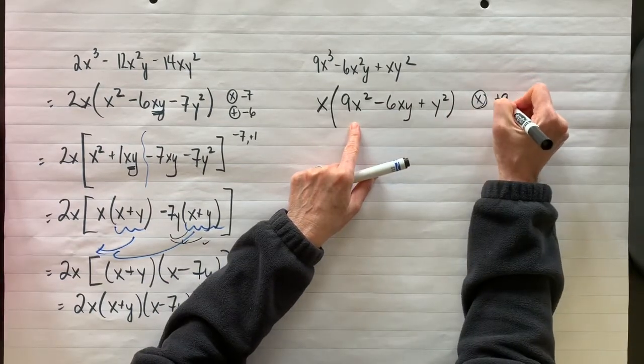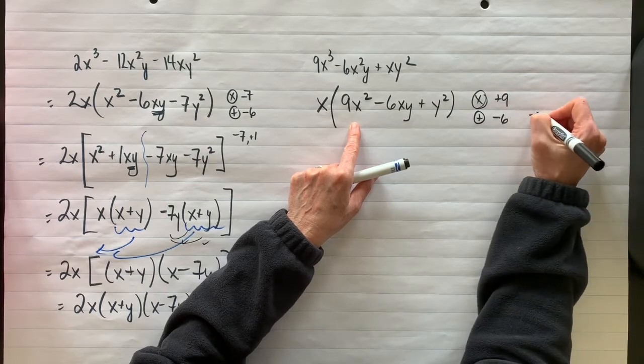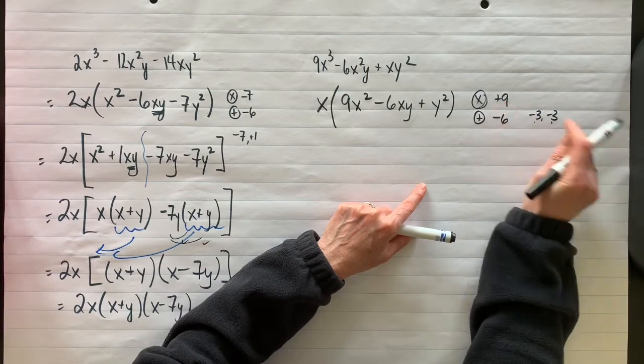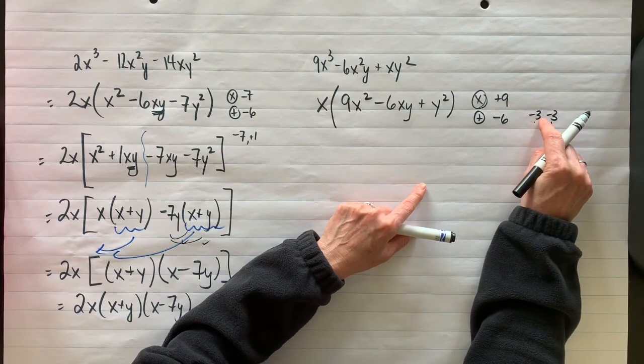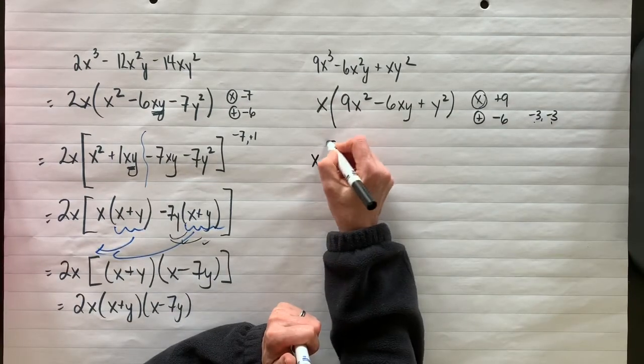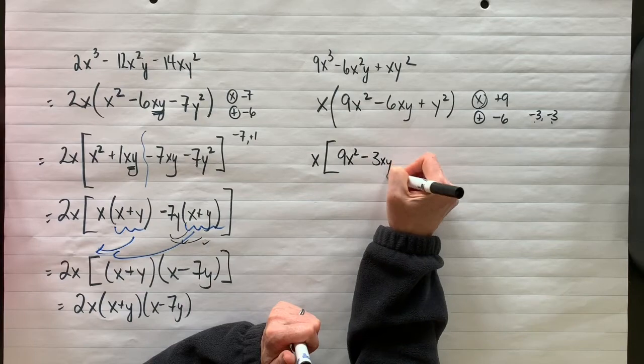So now I'm looking for 2 numbers which multiply to positive 9 and they add to -6. Those numbers are going to be -3 and -3, right? -3 times -3 equals positive 9. -3 plus -3 equals -6. So I'm going to put my square brackets in. I'm going to decompose that middle term, minus 3xy minus 3xy.